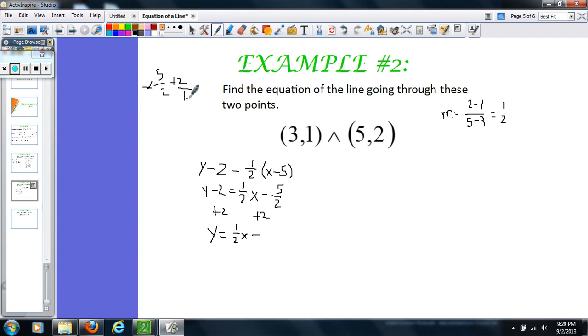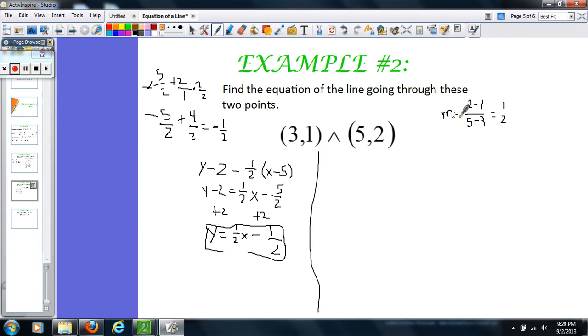I have to put this over 1, get a common denominator, which means I multiply by 2/2. This gives me negative 5/2 plus 4/2, which is negative 1/2. So I'll be minus 1/2. And that gives me the equation of my line.